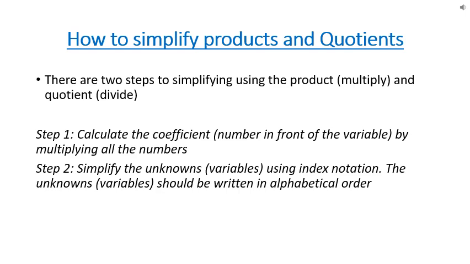So your first step is simply just to calculate the coefficient by multiplying all the numbers. Remember, the coefficient is the number in front of the variables. And then you simply simplify the unknowns using index notation. And please make sure that the unknowns are written in alphabetical order, so the variables should always be in alphabetical order. Now, I said in step one that you need to calculate the coefficient by multiplying, right? That may also include dividing if you need to divide the coefficients. Okay, so it could be multiplying or dividing. We'll go through a few examples and I'll explain what that means.